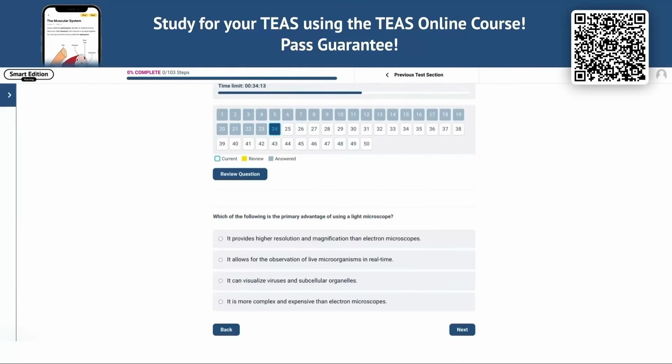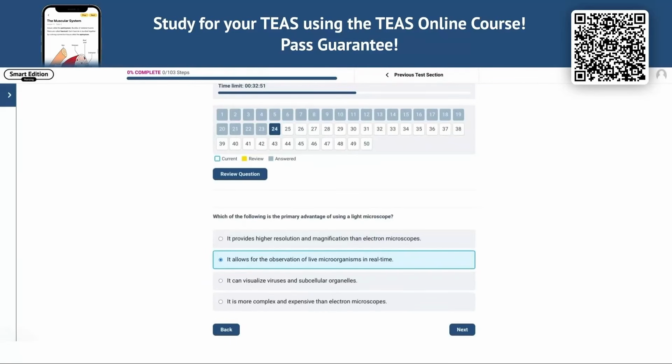Which of the following is the primary advantage of using a light microscope? It provides higher resolution and magnification than electron microscopes. It allows for the observation of live microorganisms in real time. It can visualize viruses and subcellular organelles. It is more complex and expensive than electron microscopes. So the answer here is B. It allows for the observation of live microorganisms in real time.